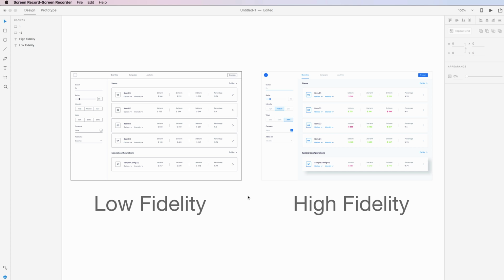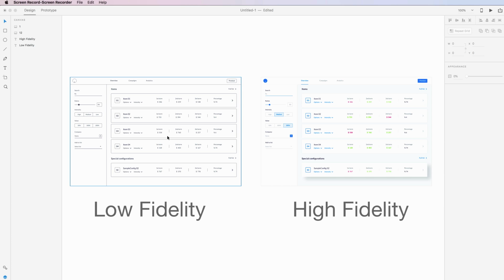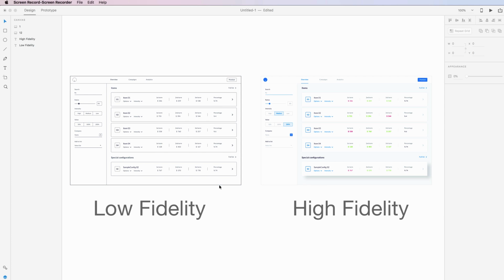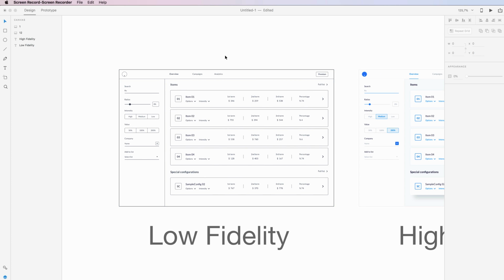Hey guys, just before we continue with the Adobe XD tools course, I just wanted to make a parenthesis regarding the low fidelity and the high fidelity mockups. So basically, at the start of the project, when I'm working with clients, I always aim to create a wireframe which is low fidelity. So this is similar to the ones that you see over here.